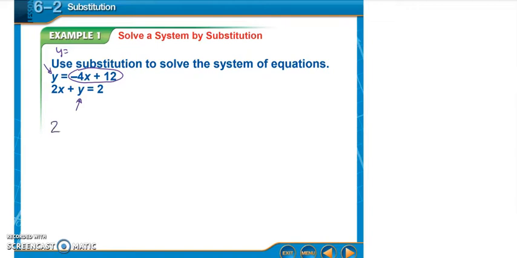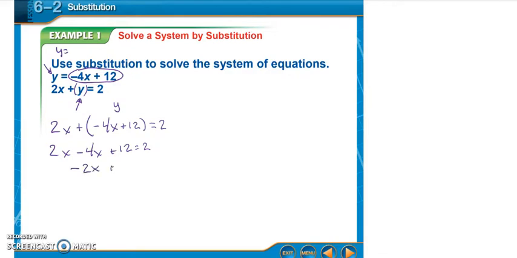So I'm going to take the second equation, and instead of this y, I'm going to put -4x plus 12. And that equals 2. So all of this in the parentheses was y, and I replaced it. You remember why? Because y equals -4x plus 12. So now this becomes 2x minus 4x plus 12 equals 2.